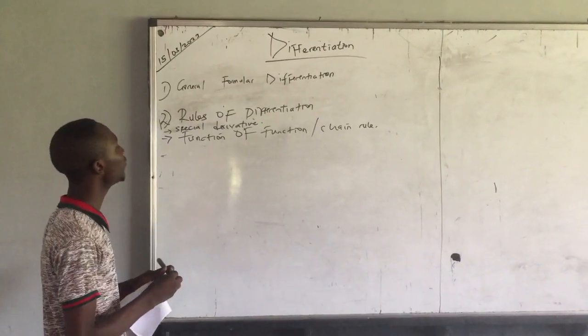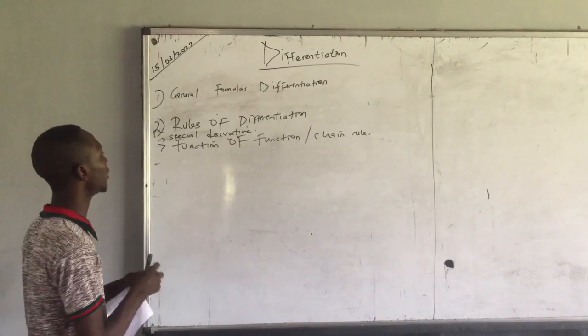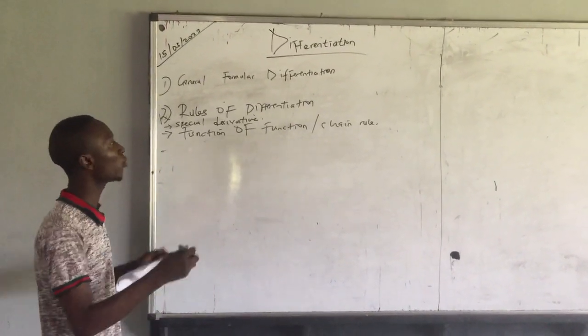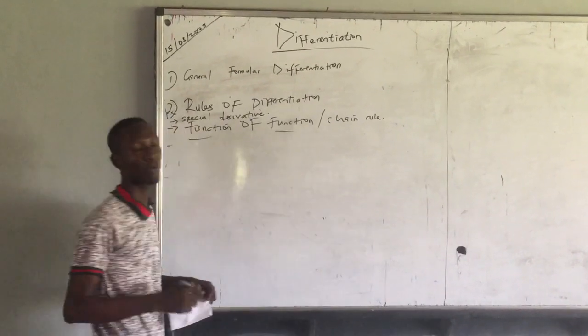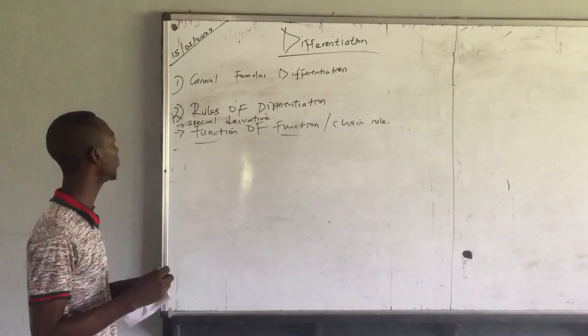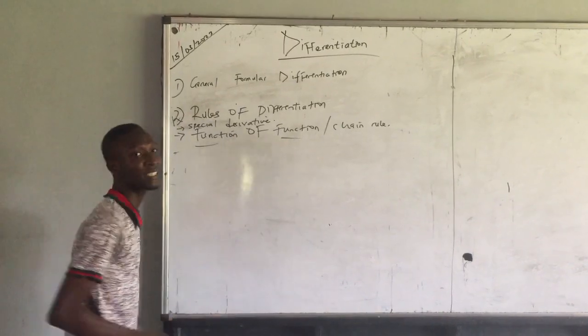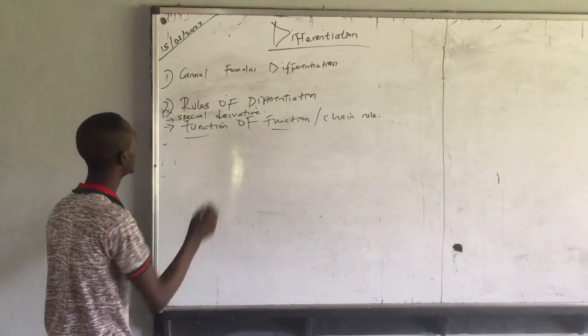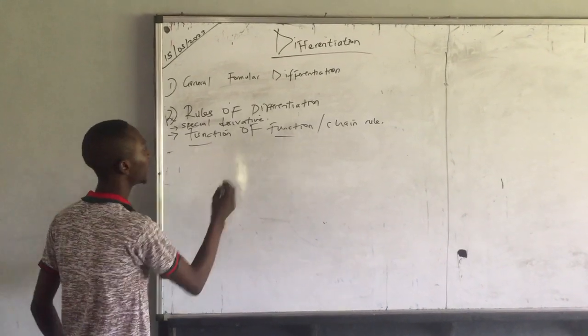Now, rules of what? Differentiation. One of the rules of differentiation is function of function or chain rule. But before I show you how to use function of function or chain rule and where it is applicable, the first thing I will show you is the special derivatives we have.